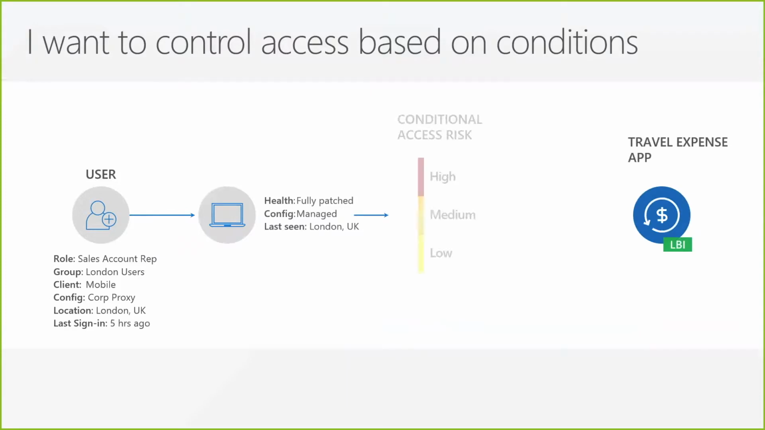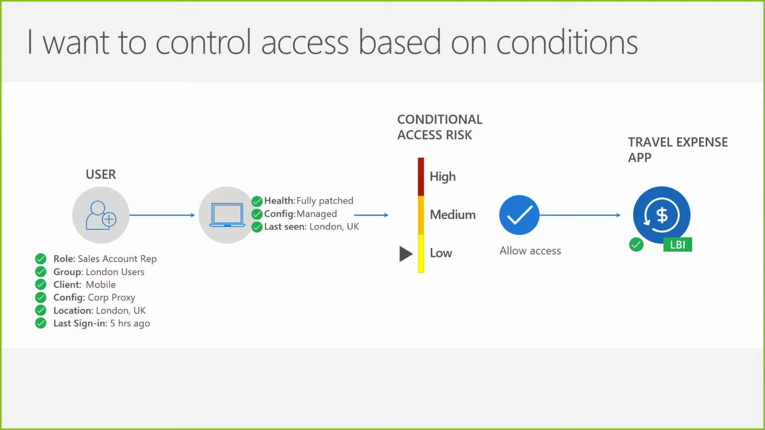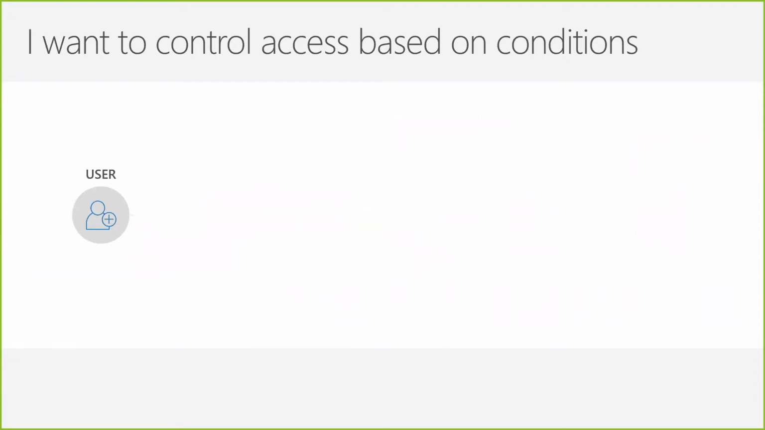This example is controlling access based on conditions. As you can see, we have a user. This user is in a sales role. He's coming from the subsidiary in London. He's using a mobile client and so on and so on. And as you can see, the client is fully patched. It's a managed device managed by our IT. And the last logon was in the London office. And he tries to access the travel app. And Azure Active Directory says, okay, because all these conditions are set like they are, there is a really low risk and I allow the access. No problem.